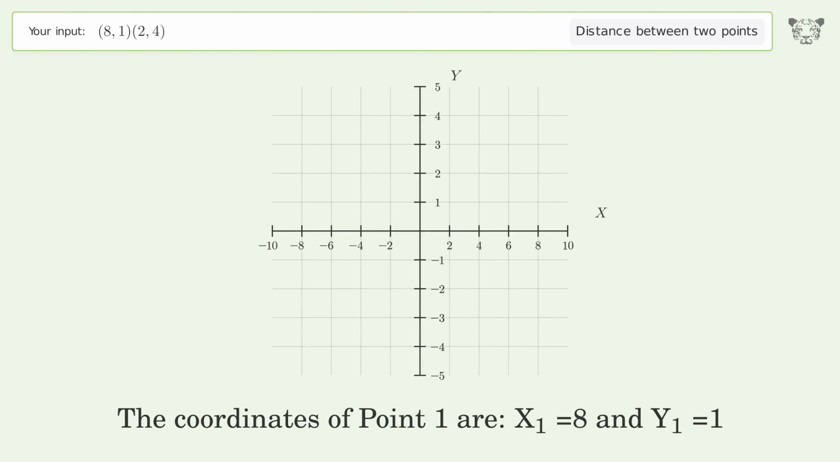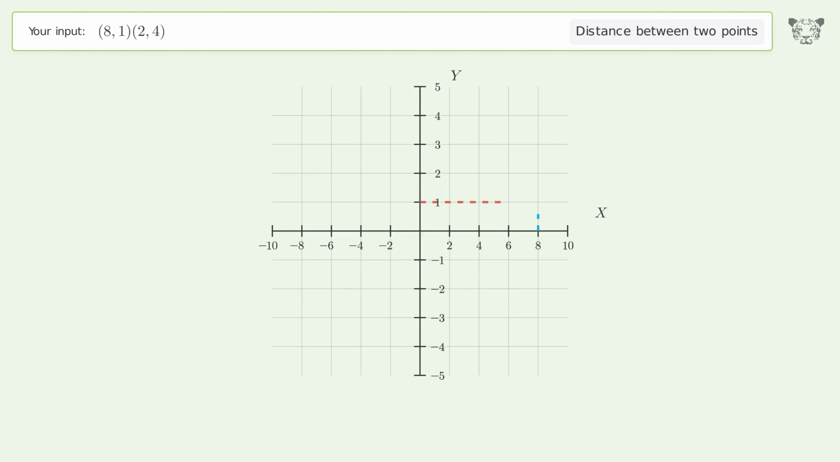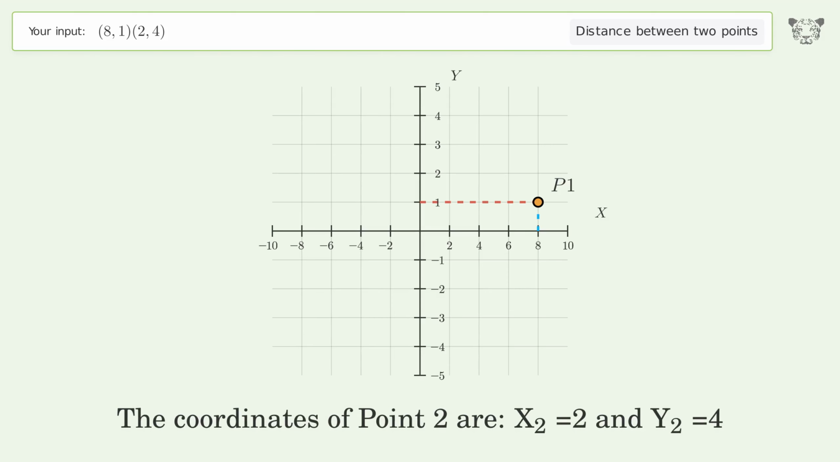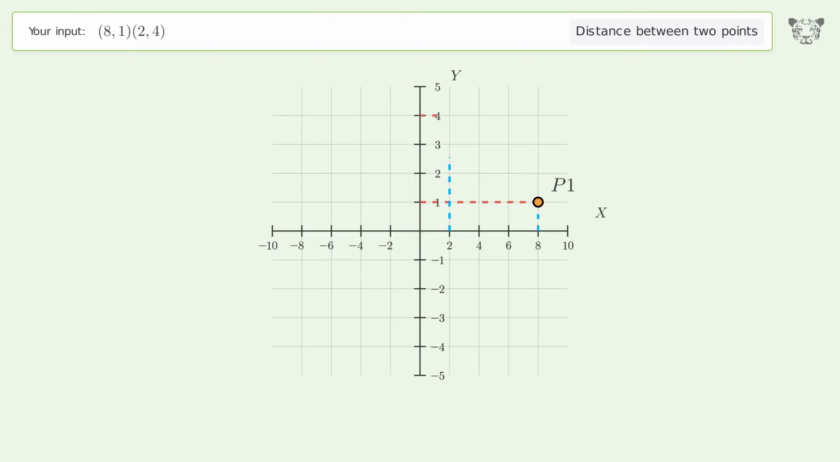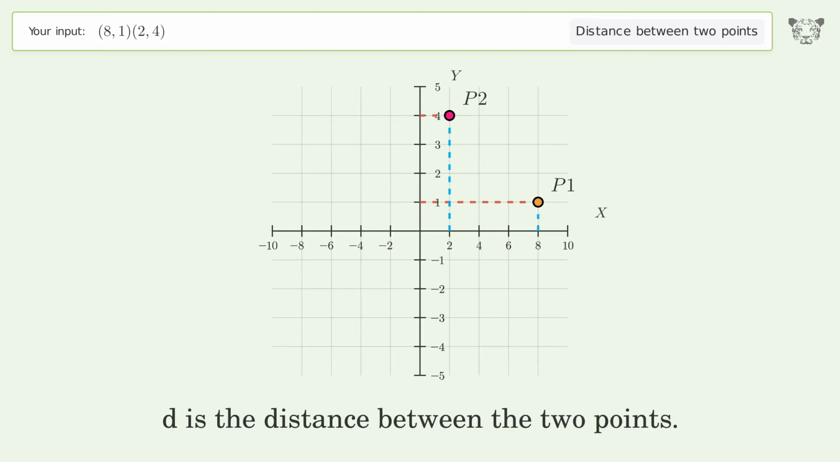The coordinates of point 1 are x1 equals 8 and y1 equals 1. The coordinates of point 2 are x2 equals 2 and y2 equals 4. D is the distance between the 2 points.